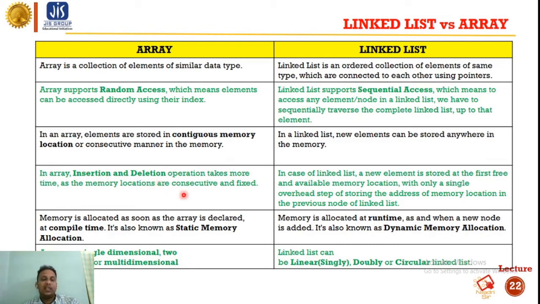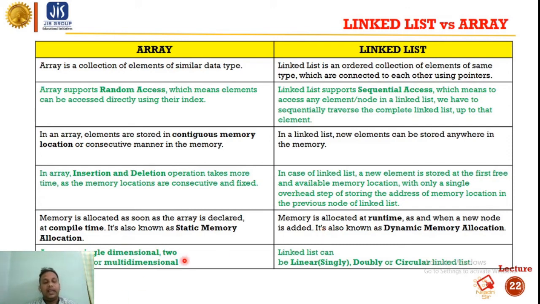In an array, insertion and deletion operations take more time as the memory locations are consecutive and fixed. But in a linked list, a new element is stored at the first free and available memory location, with only a single overhead step of storing the address of the memory location in the previous node. Memory is allocated as soon as the array is declared, at compile time. It is also known as static memory allocation. In a linked list, memory is allocated at runtime as and when a new node is added, so it is called dynamic memory allocation.